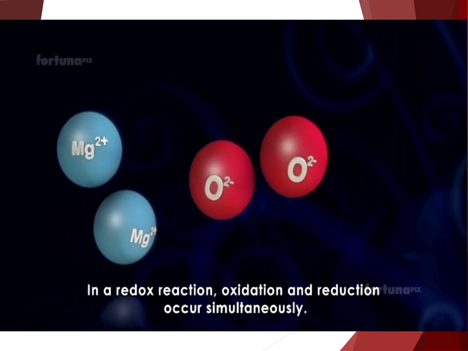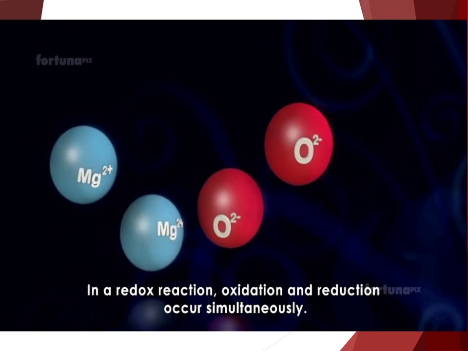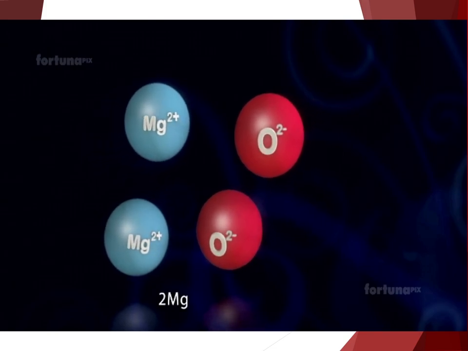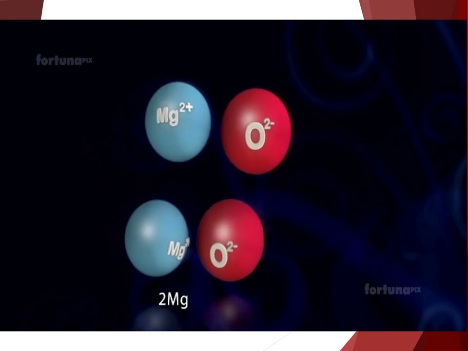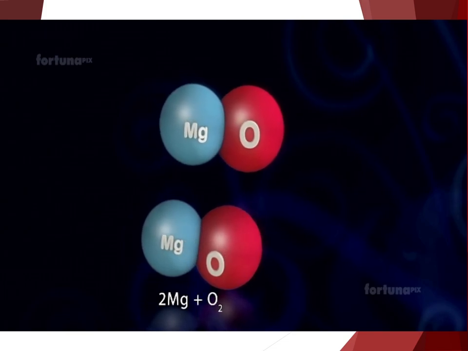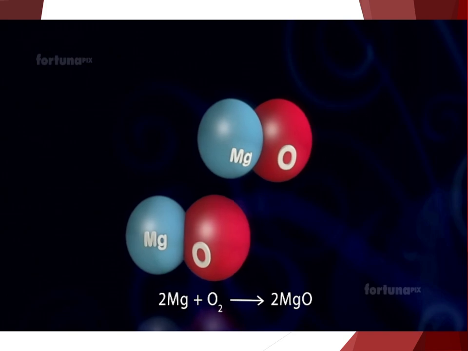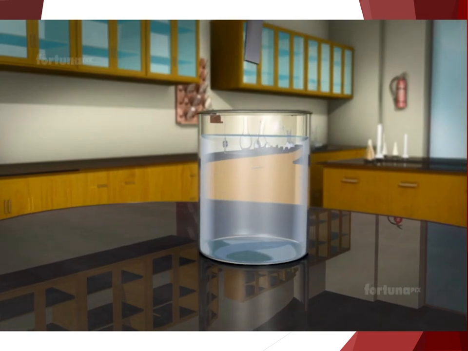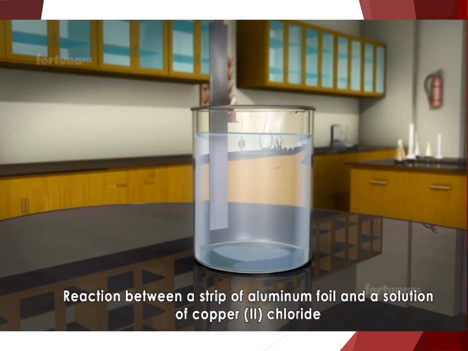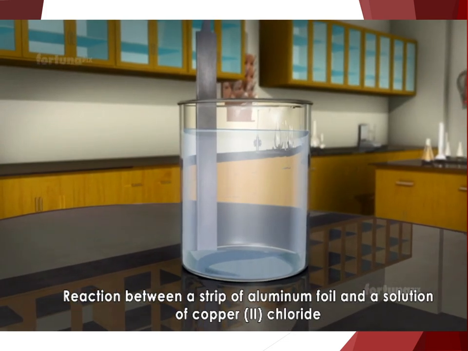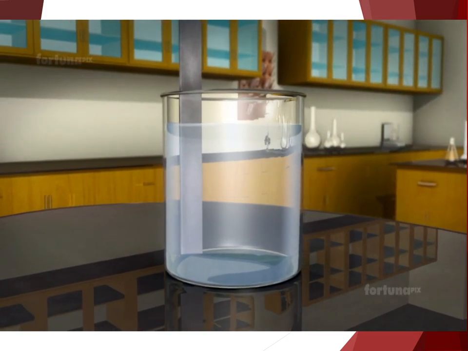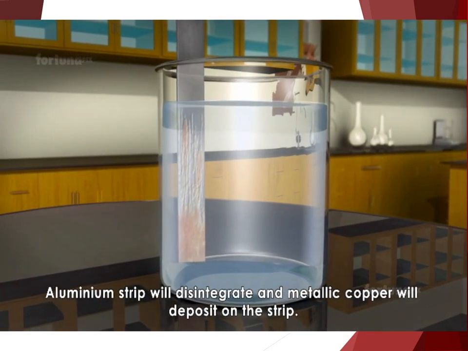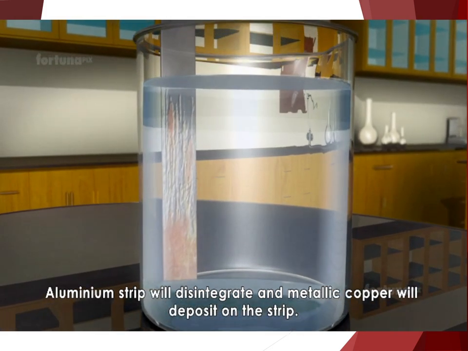In a redox reaction, oxidation and reduction occur simultaneously. When magnesium burns, 2 moles of magnesium atoms transfer electrons to 1 mole of oxygen molecules to form 2 moles of magnesium oxide. Consider the reaction between a strip of aluminum foil and a solution of copper chloride. As the reaction proceeds, the aluminum strip will disintegrate and metallic copper will deposit on the strip.